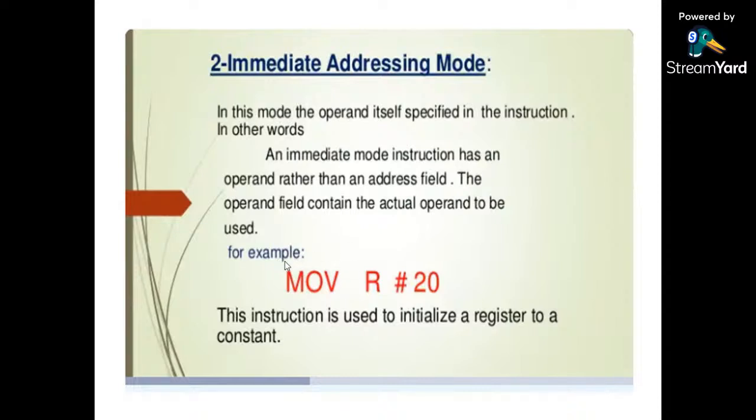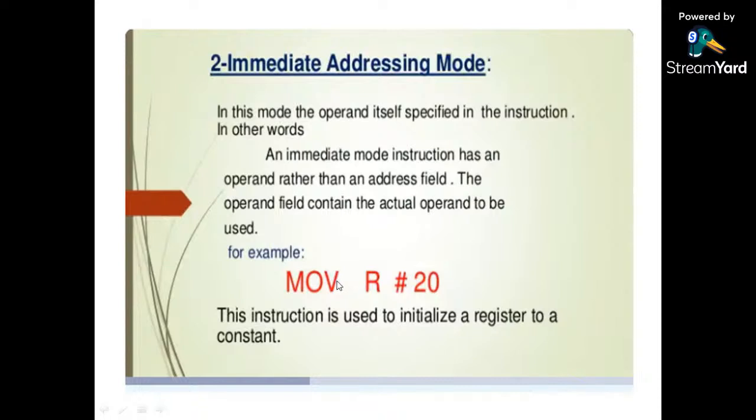What we are trying to say here is that this 20 can be moved to r. The vice versa is not possible, because 20 is a constant value, so we cannot store the contents of r into the constant value 20. It can be done only in this particular way. The constant value 20 can be moved to the destination r.